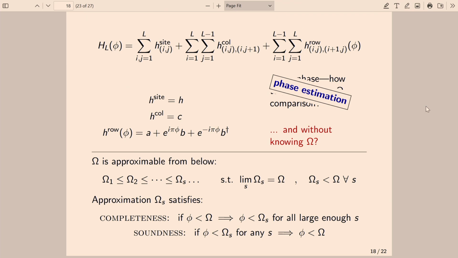And I claim that this approximation omega s, which you can just see from these properties here, satisfies these completeness and soundness conditions. If phi really is less than Chaitin's constant, then that's going to be reflected in its relation to the approximation at some point. And the other way around, if it isn't less than it, then you're never going to find an approximation that it's less than.